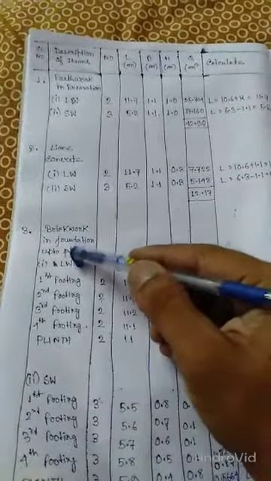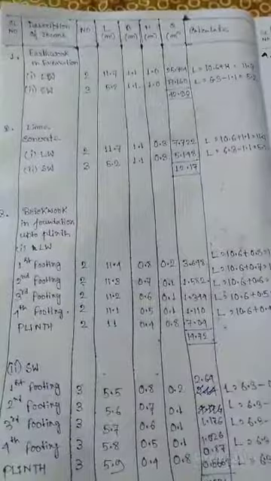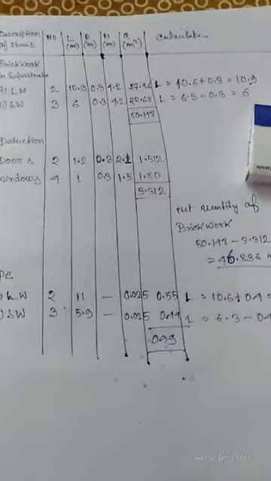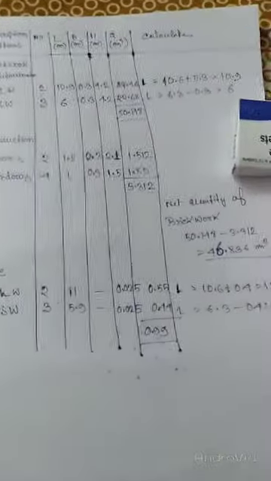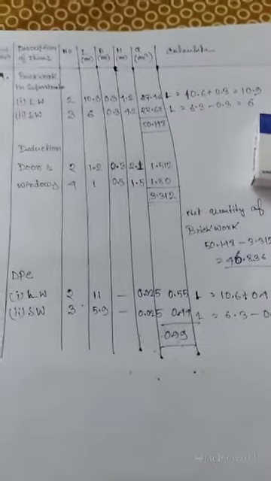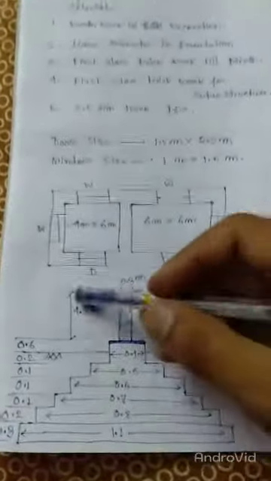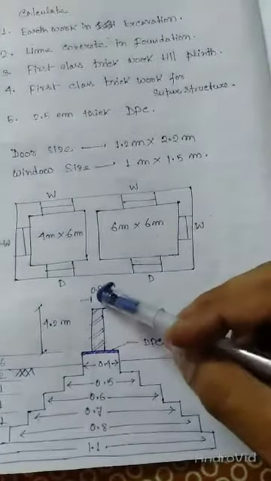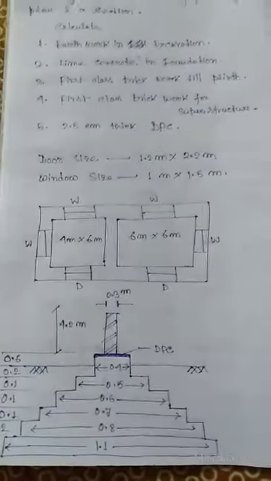Okay, so this is the item of work, description of work: brickwork required for foundation up to the plinth. Next we have to calculate the brickwork for the superstructure. The height of the superstructure given is 4.2, which you will find from your section, and the width of the wall is given as 0.2 meter. Okay, I am showing you the section again. So the height of the superstructure is 4.2 meter, and the width of the wall is 0.3 meter.